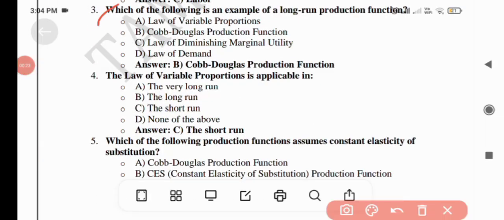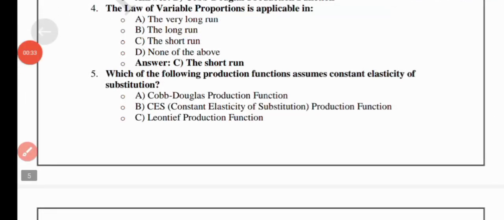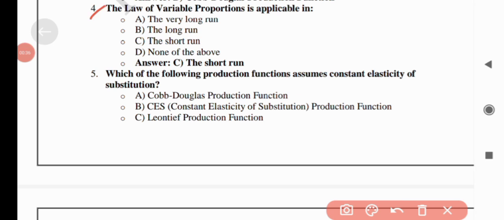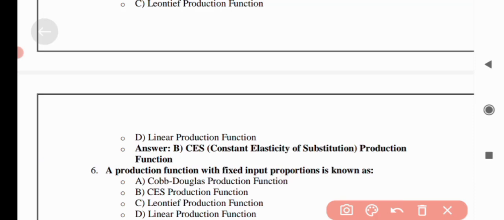Which of the following is an example of long run production function? Cobb-Douglas production function. The law of variable proportions is applicable in the short run. Which of the following production functions assumes constant elasticity of substitution? CES, constant elasticity of substitution production function.